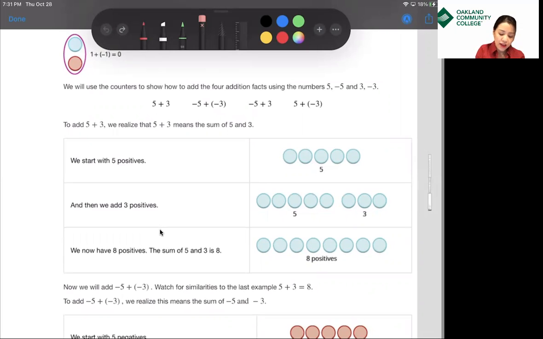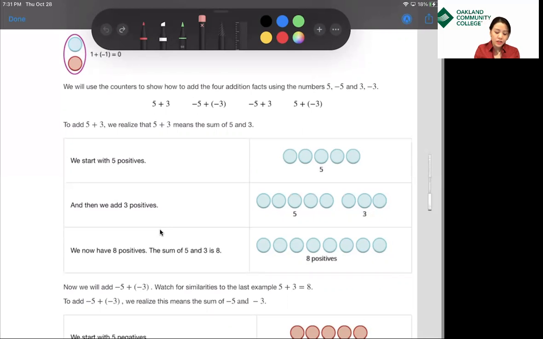Now, we will add -5 plus -3. Watch for the similarity to the last example, 5 plus 3 equals 8. To add -5 plus -3, we realize this means the sum of -5 and -3. We start with 5 negatives in the red color, and then we add 3 negatives. Now we have 8 red balls, which is 8 negatives, right? So the sum of -5 and -3 is -8.